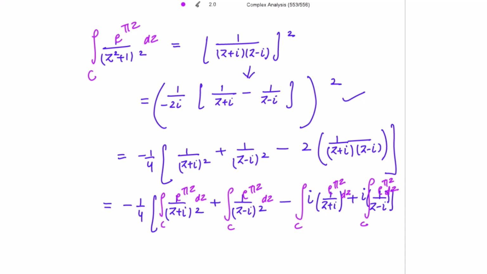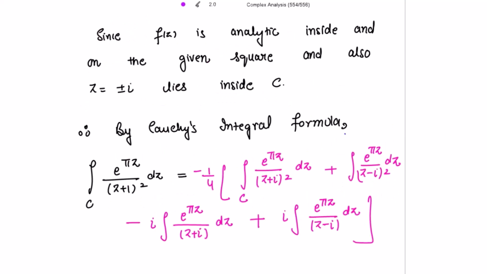And now before applying the Cauchy's integral formula for this, let's remember that e to the power pi z is your f(z), which is analytic inside the square C, right? So we need to write that first before applying the formula. So it is written, since f(z) is analytic inside and on the given square, and also z equal to plus minus iota lies inside the C, therefore by Cauchy's integral formula, we have this given integral to be equal to this complete right hand side.